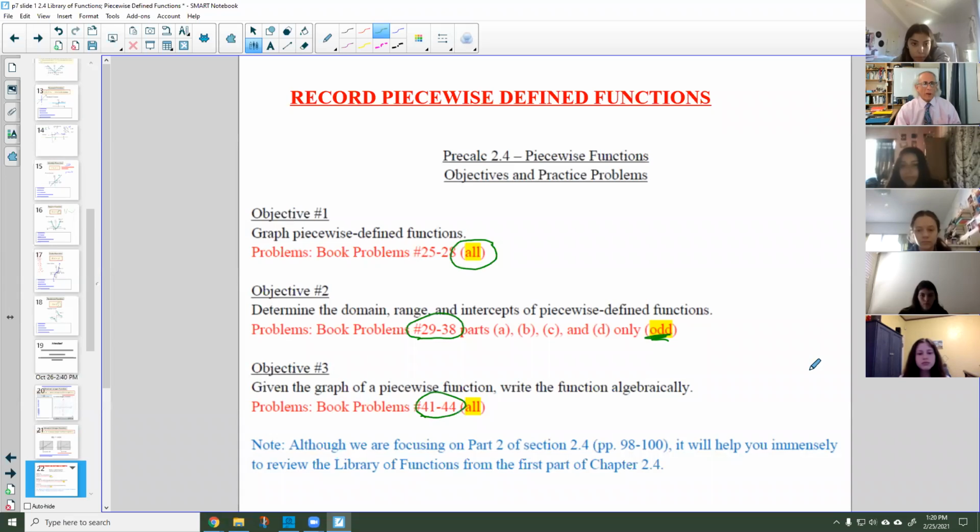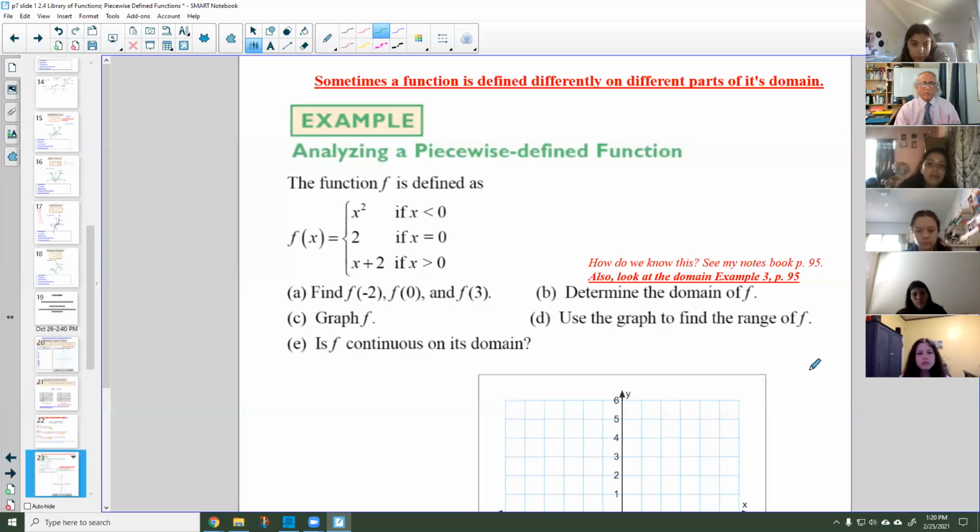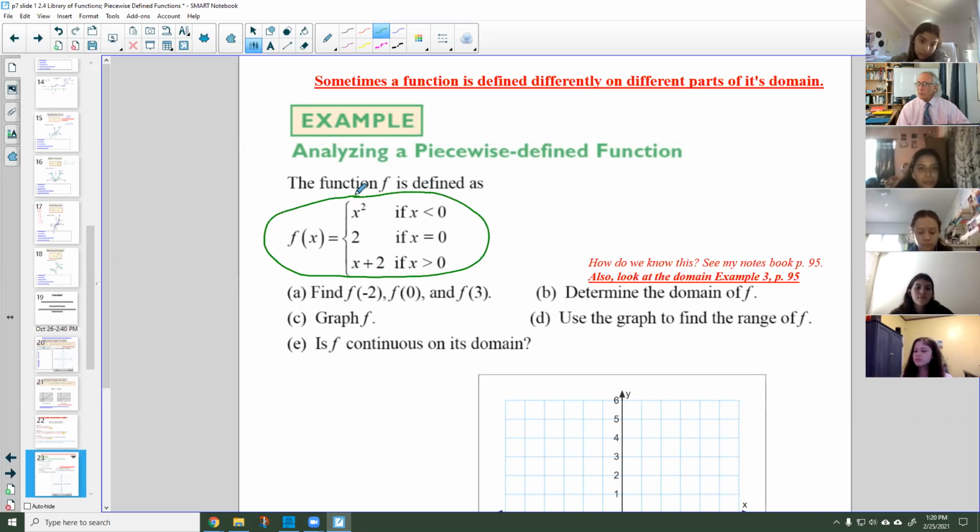So let's take a look at a piecewise function. So here is the example of a piecewise function. You see why I told you, Katie, that you'll know when we're there is because this probably looks a lot different than any function you've ever seen before. Yeah, a little bit different notation, but it's really actually pretty straightforward, piecewise defined function.